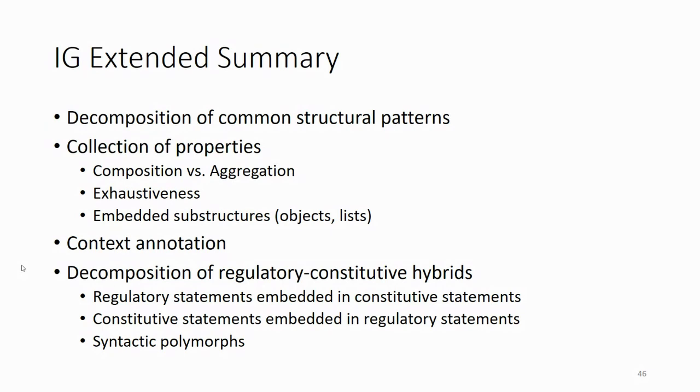They can vary in terms of exhaustiveness. In some instances, enumerations are not exhaustive, and this should be signaled as well, of course. And they can embed substructures, something we briefly touched upon as well. So those constitutive statements can, for example, nest constitutive statements in their own right, and that's very much compatible with the observations we made on the regulatory side, of course. In addition, we have context annotations, but we have not discussed them in any greater detail here because they have been covered on the regulatory side. And the last aspect is the explicit discussion of regulatory-constitutive hybrids, as we refer to those.